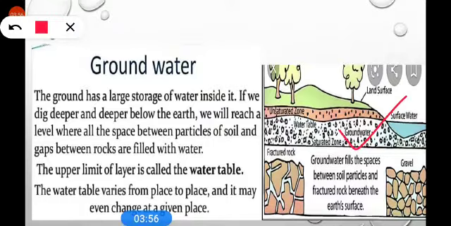And the upper limit of the layer is called the water table. The water table varies from place to place. It may even change at a given place.